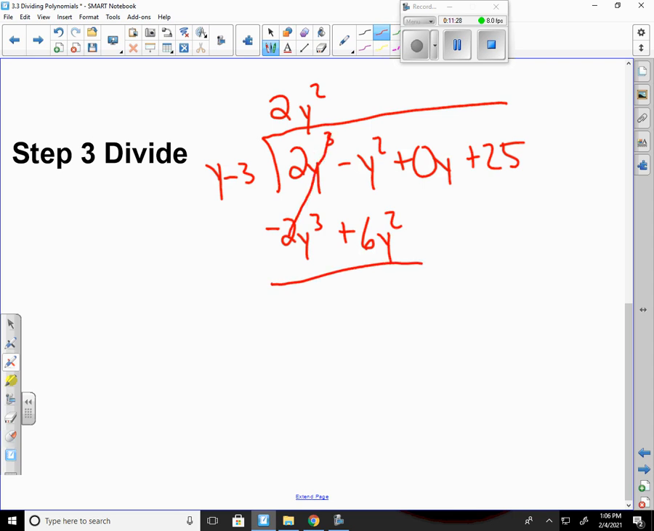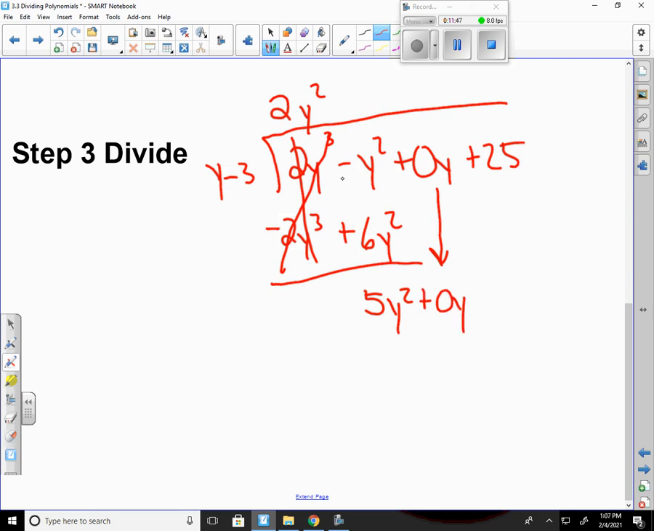2y to the third minus 2y to the third cancels out. If it doesn't, you did something wrong. Negative y squared plus 6y squared is 5y squared. Bring down my 0y.